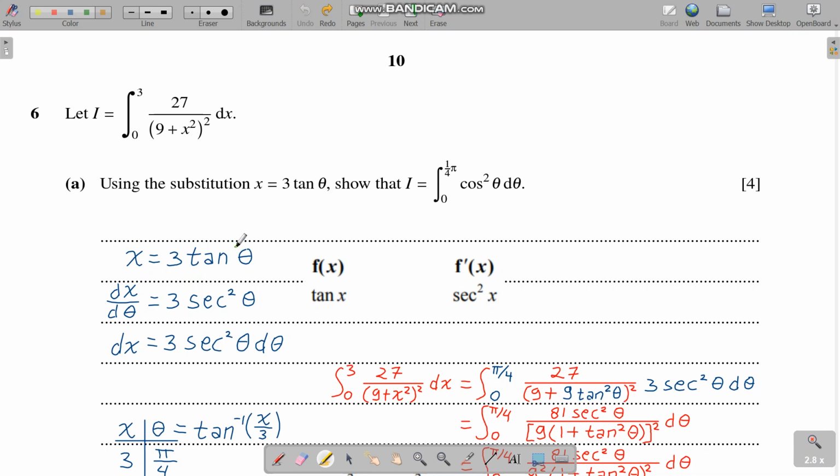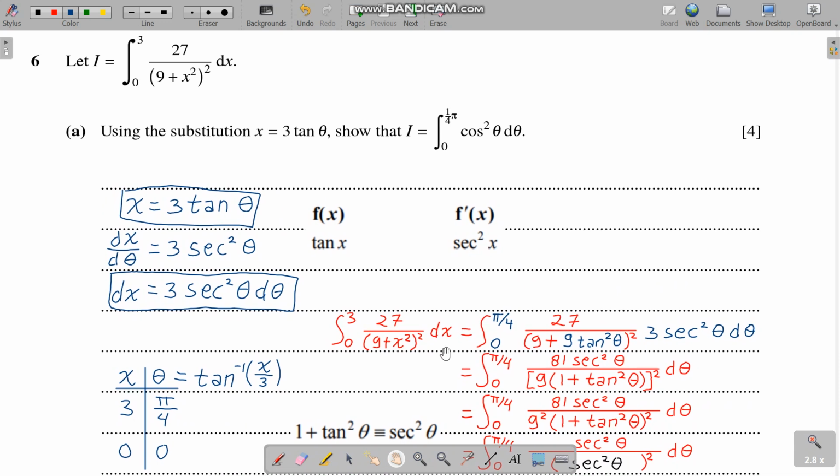So we differentiate, tangent becomes secant squared, and then we have to use dx equals something later, so we multiply both sides by d theta. We're going to need this later, and we also need to transform the limits of integration. This is for x, you have to make it for theta.